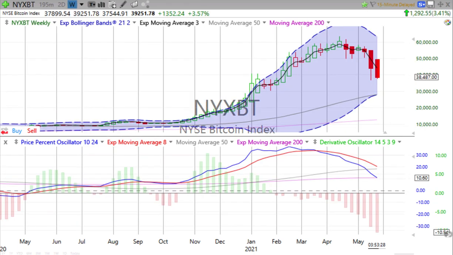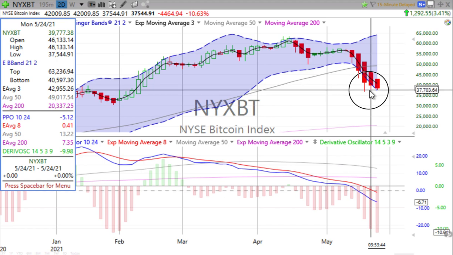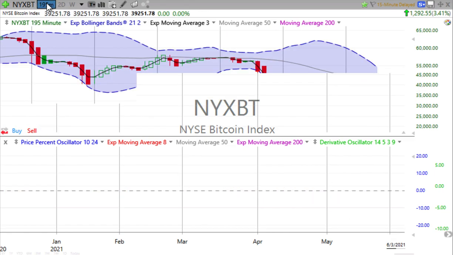Lastly, we look at Bitcoin. Bitcoin, of course, hasn't hit the low it hit last week, but still solid red down candle. Price percent oscillator spiking down. Derivative oscillator going down. 2-day chart. Again, maybe Bitcoin is hitting a bottom here. Maybe somewhere around, what is that, the 37,000 mark or so? Maybe so. But that price percent oscillator still jamming down, and the derivative oscillator on the 2-day.